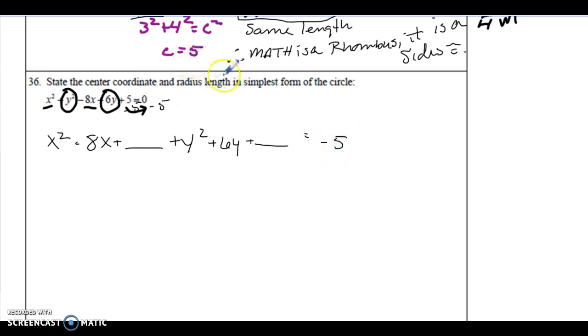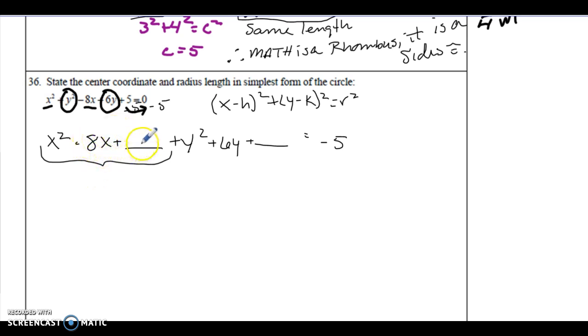Okay, so remember that a general form for the equation of a circle is x minus h squared plus y minus k squared equals r squared. I want my equation to look something like this when I'm done. And so really I'm going to try to factor these x terms into two equal factors so I can write it as a binomial squared.